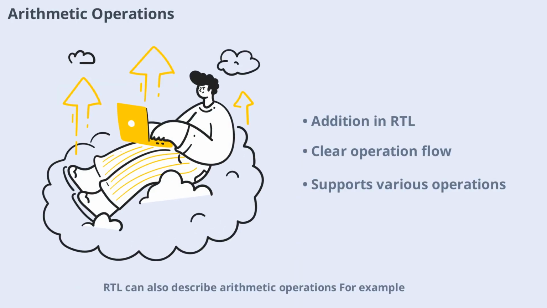RTL can also describe arithmetic operations. For example, if we want to add the contents of R1 and R2 and store the result in R3, we write R3 ← R1 + R2. This notation clearly shows the source registers, the operation, and the destination register. Arithmetic operations like addition, subtraction, and logical operations are all easily represented in RTL.